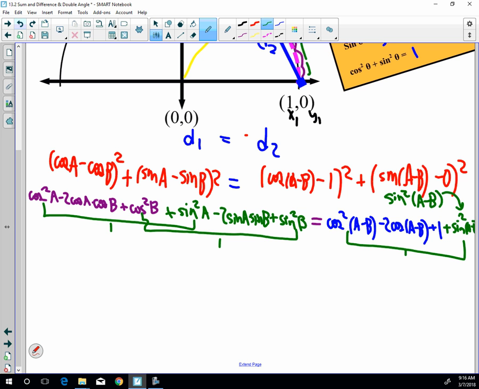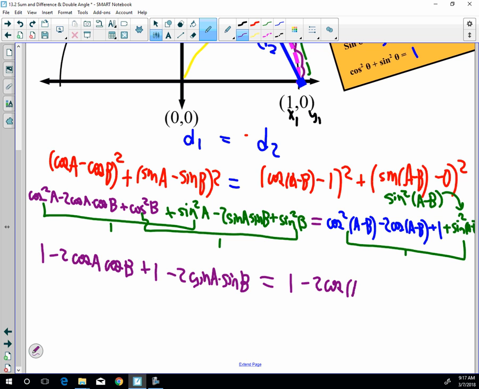Very good. So what that means is you're going to get 1 minus 2 cosine A cosine B. And then you're going to get another 1 minus 2 sine A sine B. And on this side, you're going to get 1 minus 2 cosine A minus B plus 1.